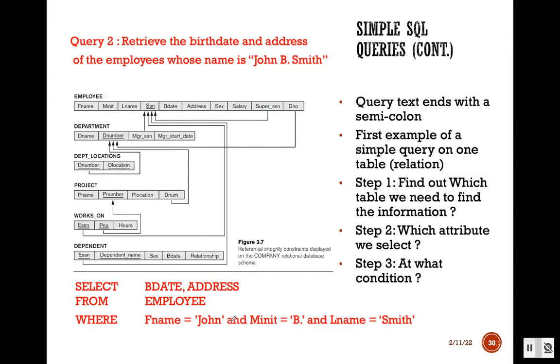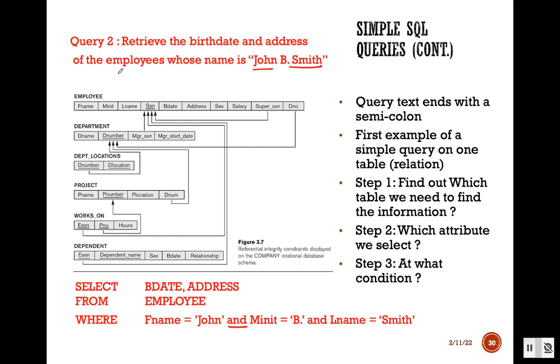So let's write another query. Here we are going to write a compound condition, a slightly complex condition where we combine multiple conditions using the AND operation. This query asks to retrieve the birth date and address of the employee whose name is John B. Smith, so his name is John B. and Smith. We can see the name in the employee table.